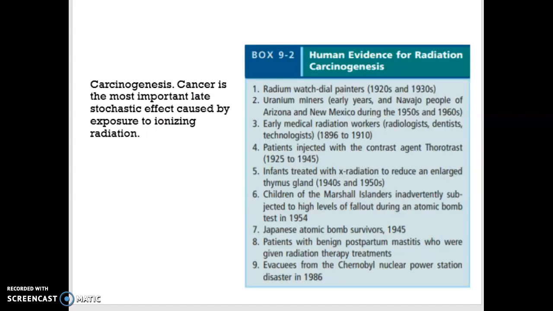At the end of the day, carcinogenesis or cancer is considered to be the most important late stochastic effect caused by exposure to ionizing radiation. As previously discussed, this effect is a random occurrence that does not seem to have a threshold, and for which the severity of the disease is not dose-related. For example, a patient's leukemia induced by a low-dose exposure is no different from a person's leukemia that was caused by a high radiation dose.